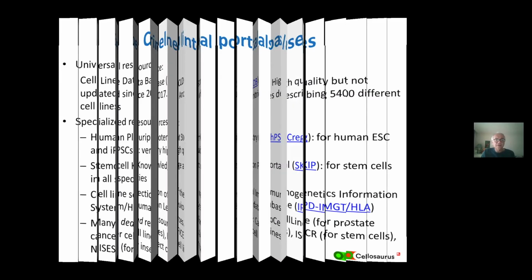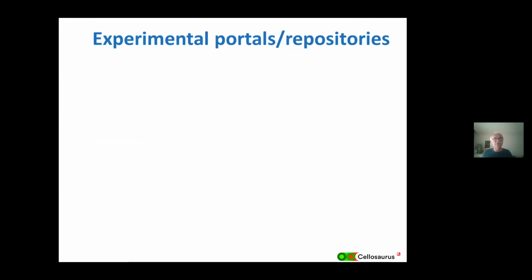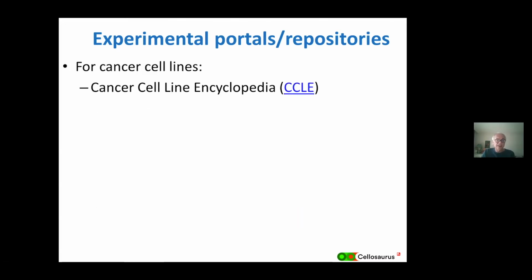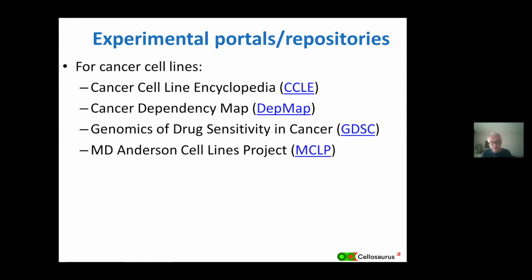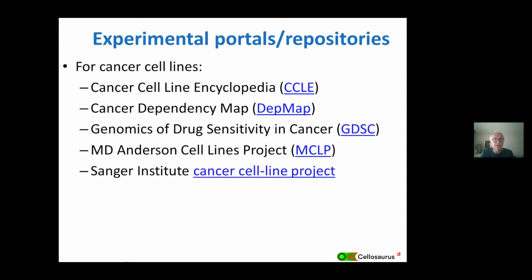Then you go to something else where you can find information on cell lines. And this is really where you can find a lot of information. Those are experimental portals and repositories, like the Cancer Cell Line Encyclopedia, the Cancer Dependency Map, the Genomics of Drug Sensitivity in Cancer, a lot of things for cancer, because of course, people are interested in research on cancer. So you see all those resources are cancer-based.